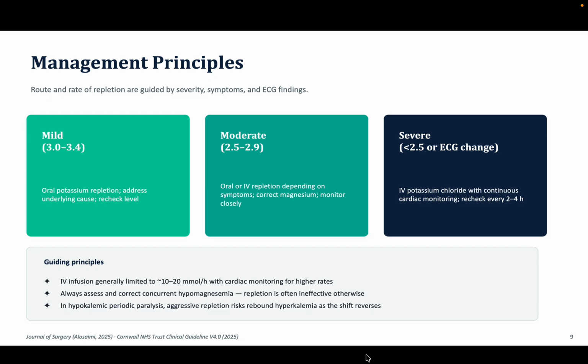So if there is hypomagnesemia, kidney will continue losing potassium, leading to hypokalemia, which might occur frequently. And in hypokalemic periodic paralysis, aggressive replacement risks rebound hyperkalemia as the shift reverses. So once the periodic event is over, there might be risk of hyperkalemia, so the correction should be done slowly.